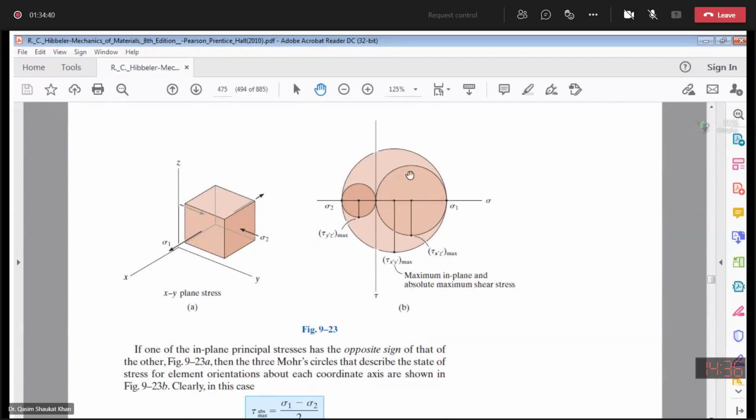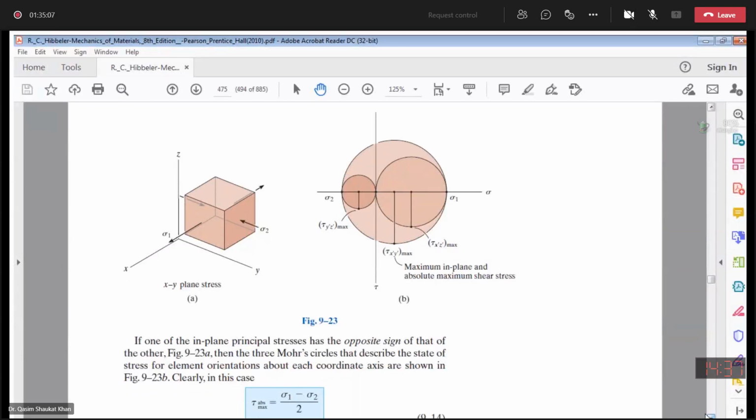So then we have this outer Mohr circle. This is sigma 1 to sigma 2. Okay? In this case, you will have the maximum in-plane shear stress and the absolute maximum shear stress as the same value, which is sigma 1 minus sigma 2 over 2. So the absolute maximum and maximum in-plane shear stress values will be the same.